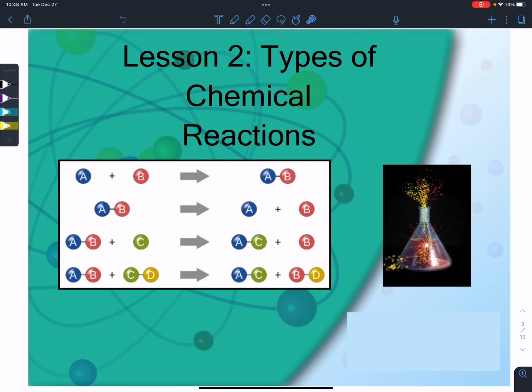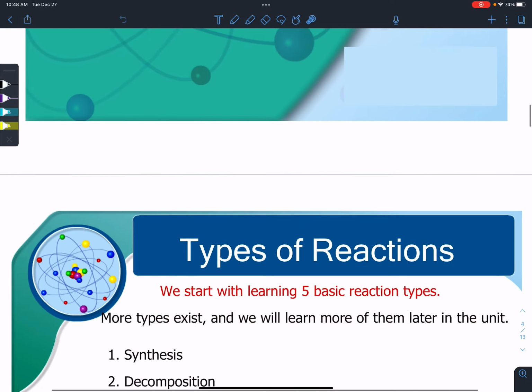This is going to be part 1 of Lesson 2. We're going to split the lesson into 2 parts. The first is going to be about classifying the types of chemical reactions, and the second part of Lesson 2 is going to be about writing chemical reactions, which is essentially translating from the chemical reaction to the word equation.